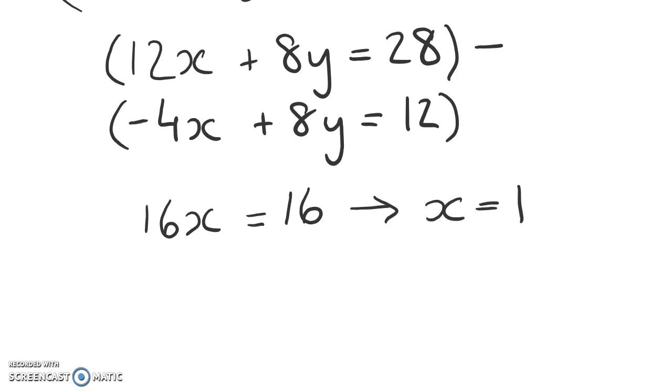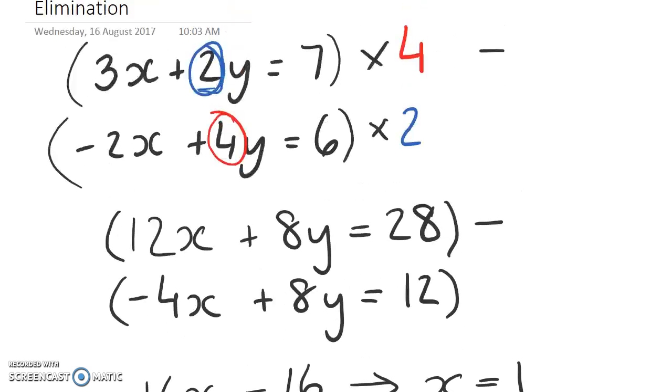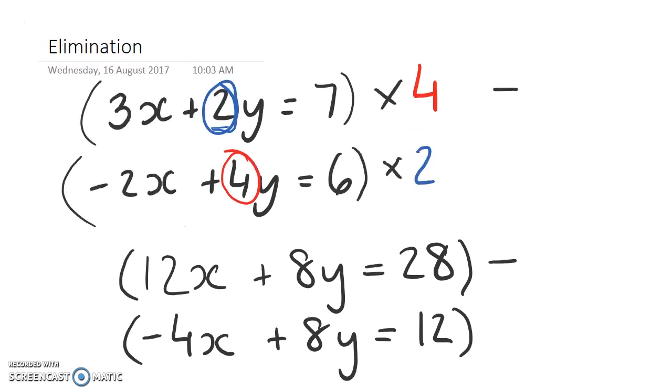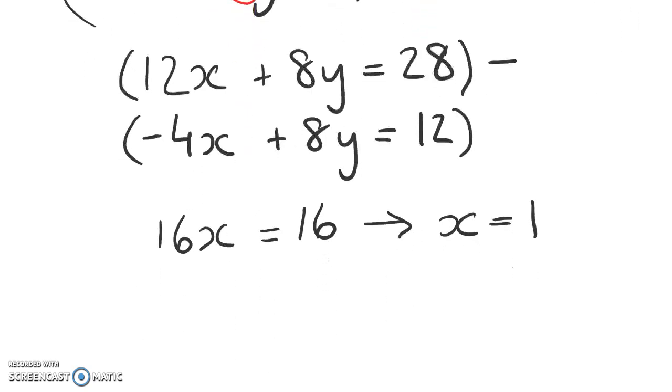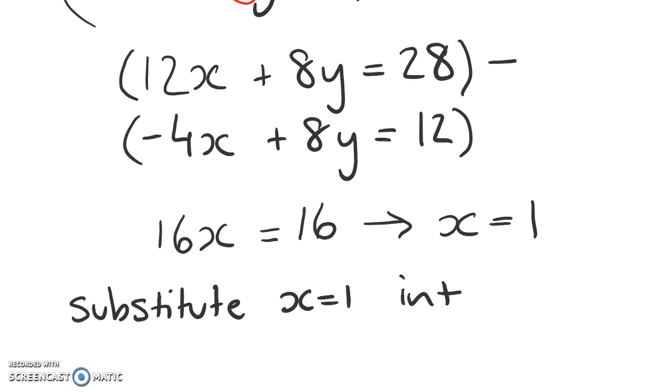Now what we'll do is we'll use substitution. We'll substitute that value back into either one of our original equations and work out the value of y. So let's just work with this second equation. So we'll label them again like we did in the first video. We'll have this first one as 1, and the second one is 2. And we'll substitute x equals 1 into 1. It doesn't matter which one you choose though.